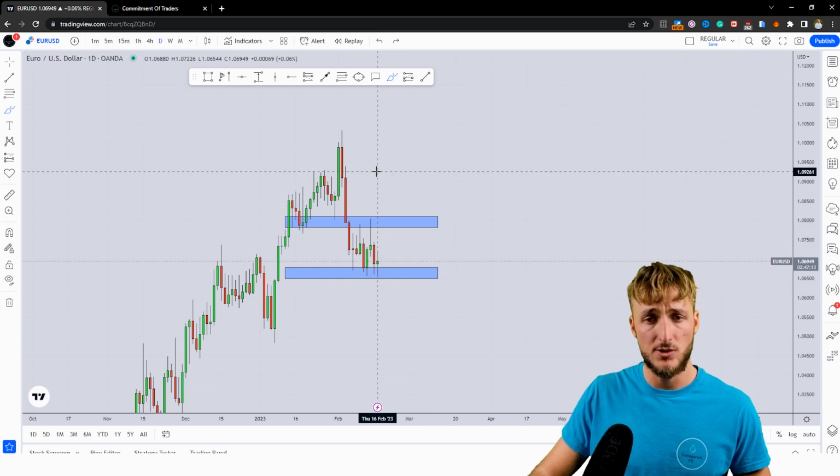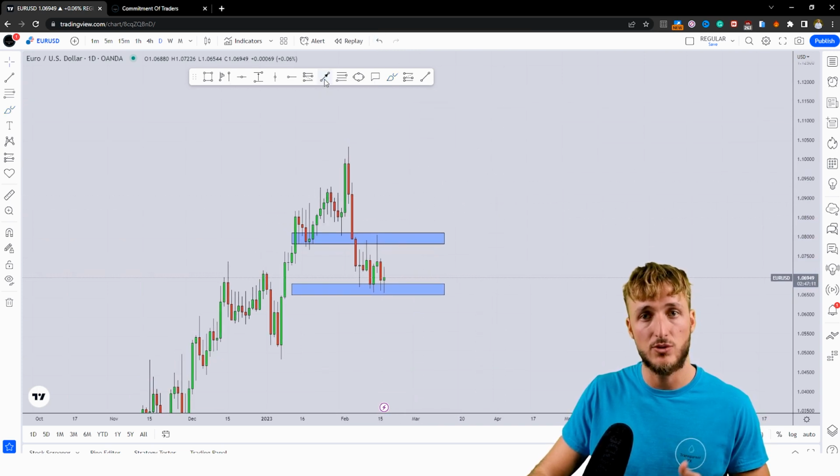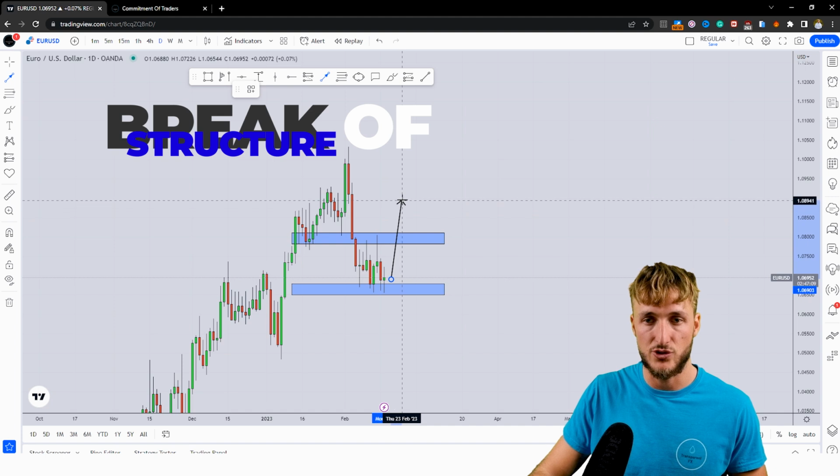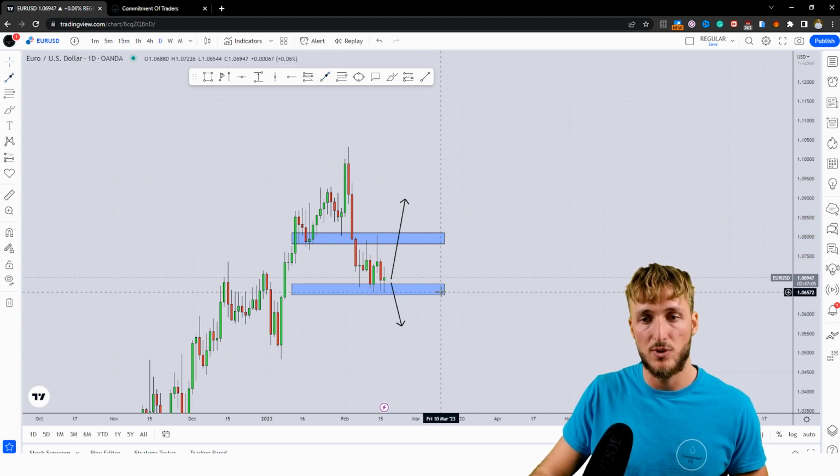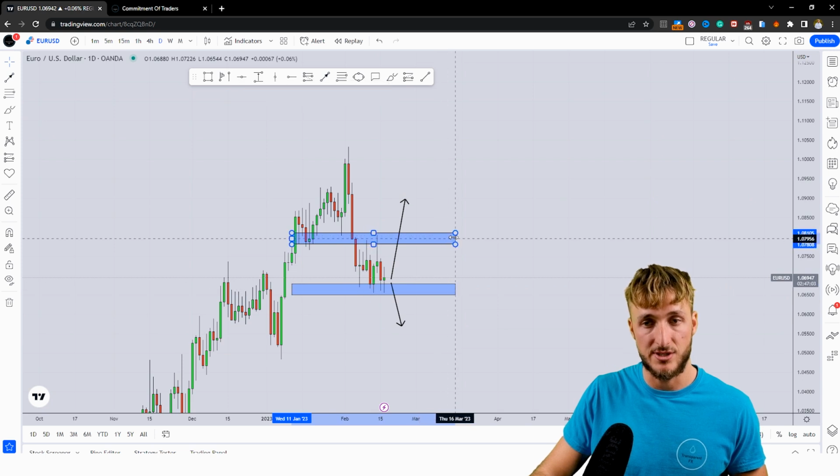So in a situation like this, we definitely have a problem. We need to see the market either break this range to the upside or break this range to the downside before we could be looking for any kind of interesting setups.